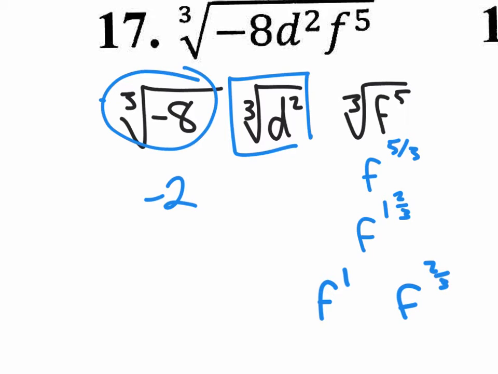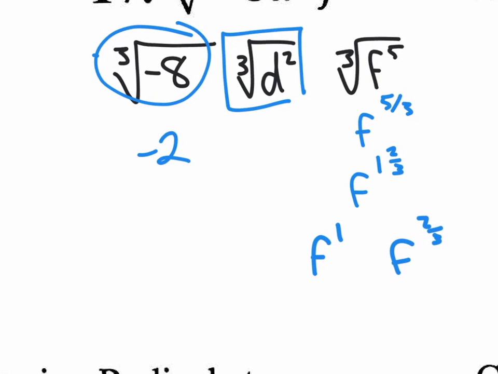The only other thing to do is change the rational exponent back to a radical. So that would be the third root of f squared. F to the 2/3 power: power of 2, root 3. So third root of f squared.